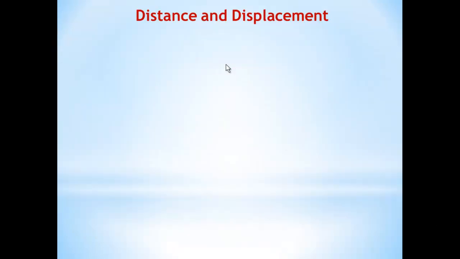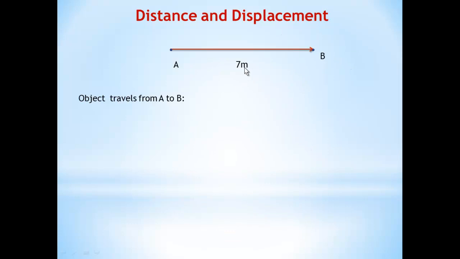Today we are going to see what is meant by distance and displacement of an object. Initially the object is at a point A, and after some time the object reaches the point B. That is, the object travels from point A to B, and the distance between A and B, that we know, is 7 meter. If the distance between A and B is equal to 7 meter, then we can say that the distance travelled by this object is equal to 7 meter, and the displacement of the object is also equal to 7 meter.